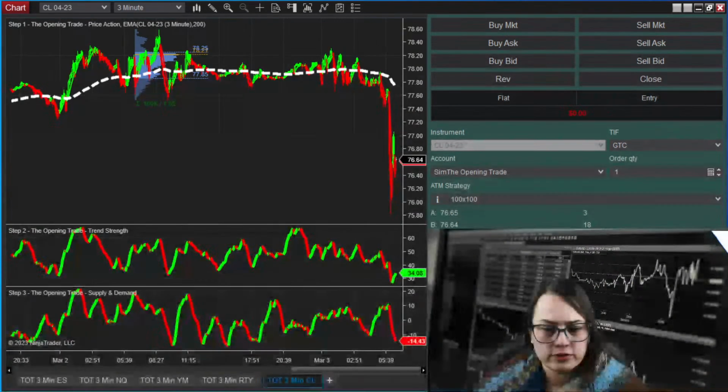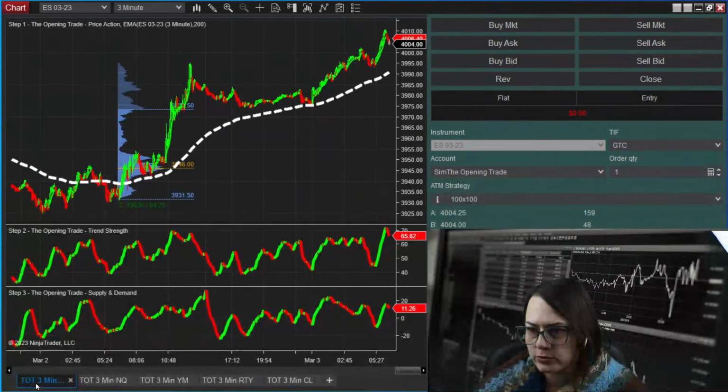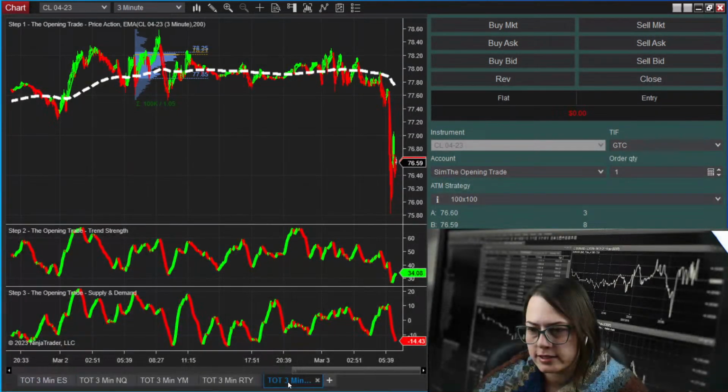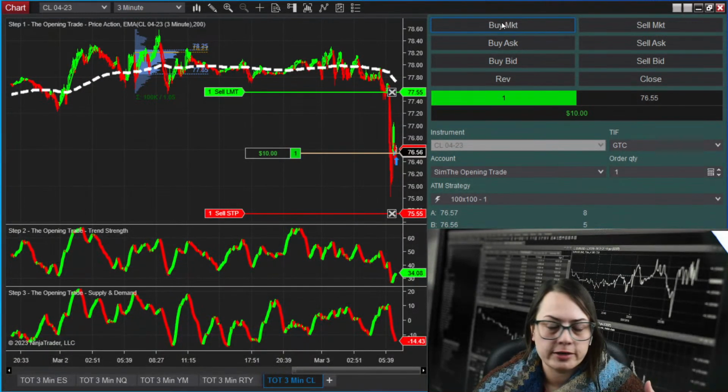All right, so there is the bell. The New York market has opened, so let's watch what's going on. Just kidding. So this chart is showing crude oil here. So we're going to go ahead, order and filled, long, and we're going to buy the market because we're seeing.